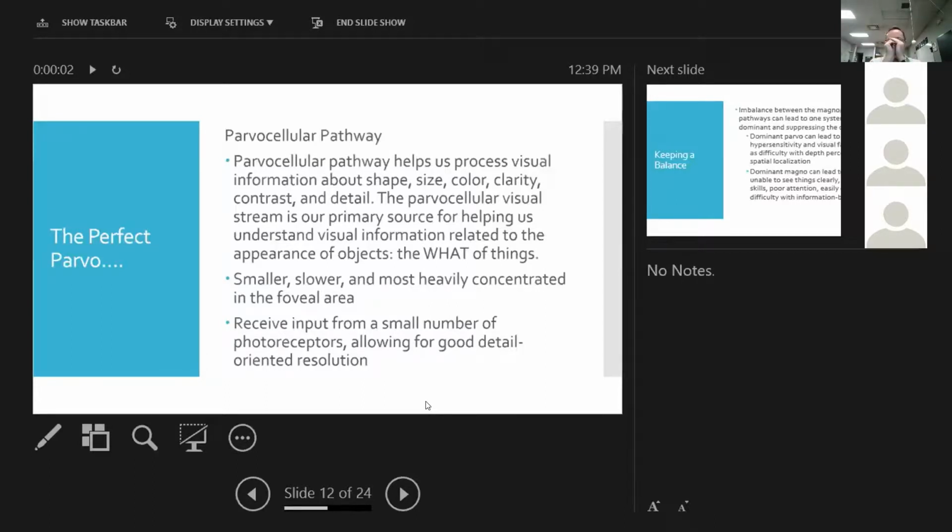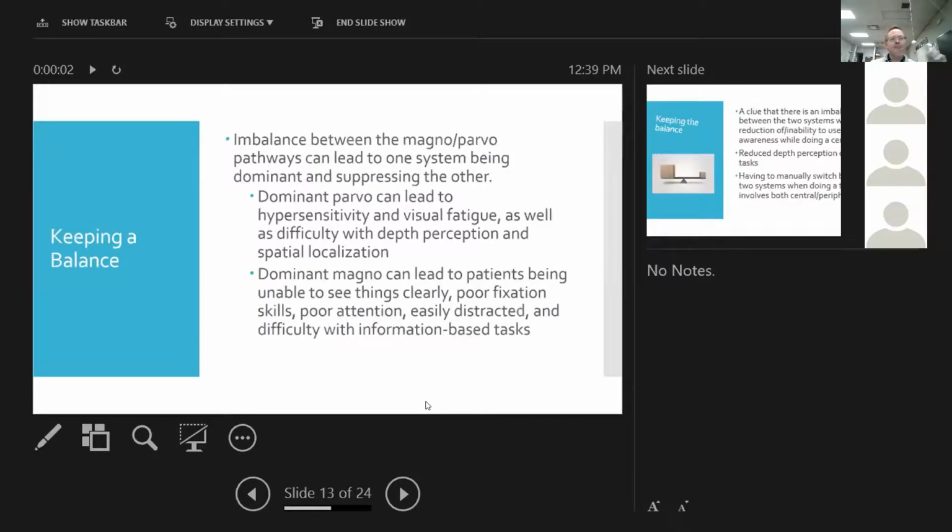But what we want is, in order to have good accommodation, whatever the object that we're trying to see has to be on the fovea. If it's off fovea, then we don't have a high concentration of the cells necessary to get a clear image and picture. So we need that magnocellular system to tell us where it is so that we can align the parvocellular system to get that clear picture that we're wanting. An imbalance between these two. So if you have somebody that is dominant parvo, they're very central, they're very exclusion of their periphery.